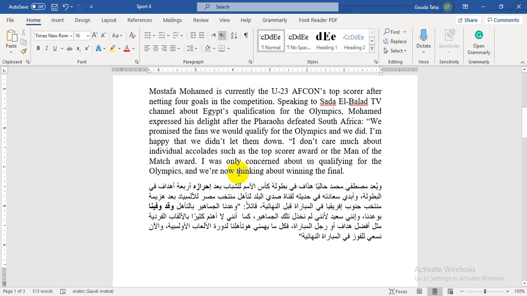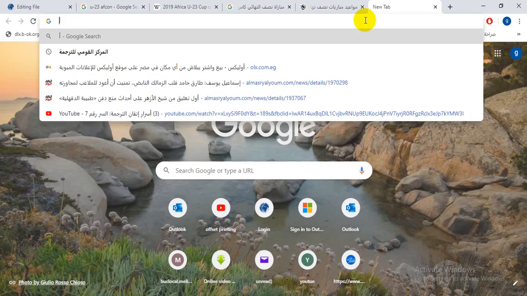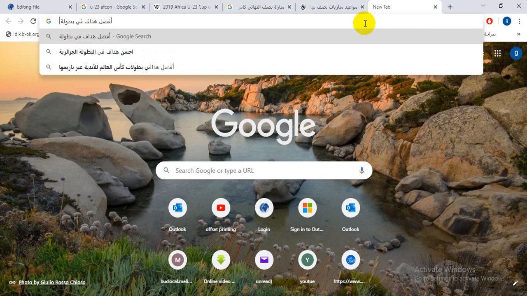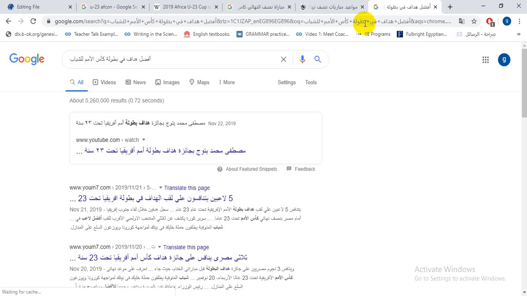كما أنني لا أهتم بالألقاب الفردية. الألقاب الفردية إن بعد ما الفريق بياخد البطولة بيكون مثلا أفضل مدافع، أفضل هداف. خلينا نشوف هل في ألقاب فردية مثلا. خلينا نشوف في لقب اسمه أفضل هداف. أفضل هداف في التاريخ، أفضل هداف في بطولة كأس الأمم مثلا للشباب. مصطفى محمد هو يتوج بجائزة هداف البطولة.